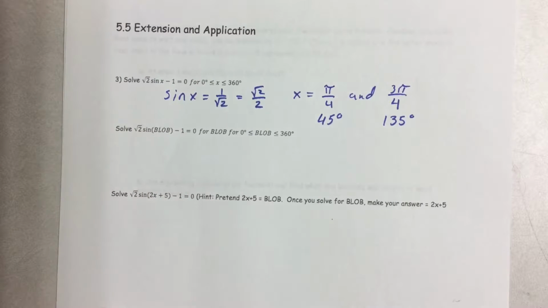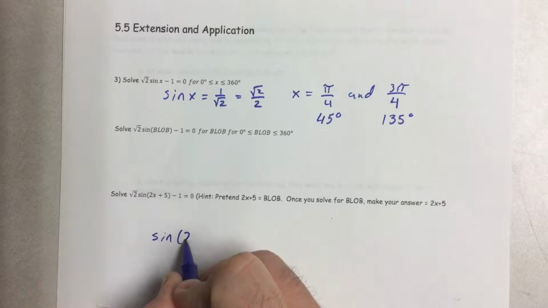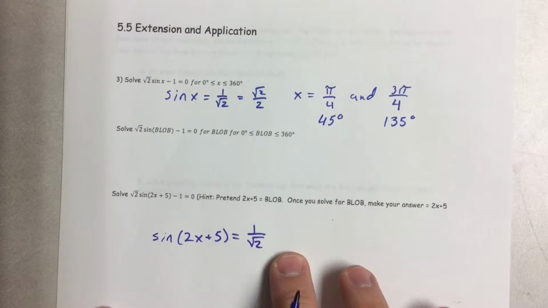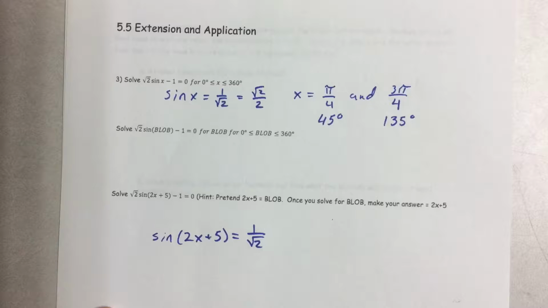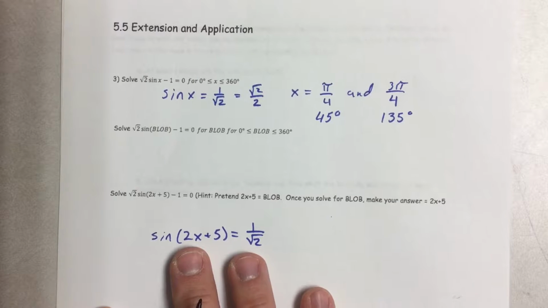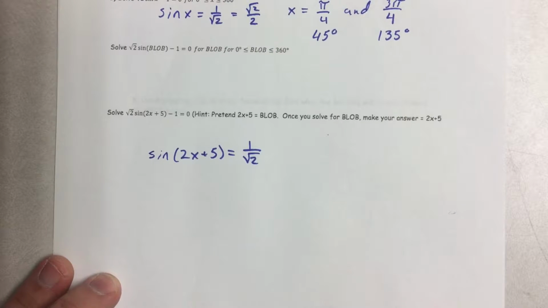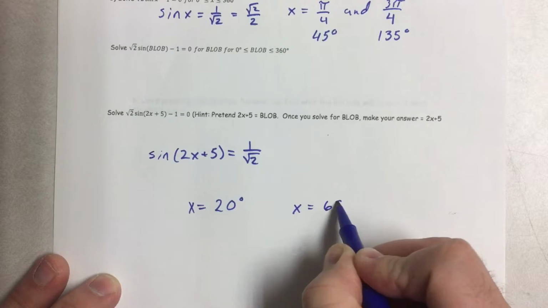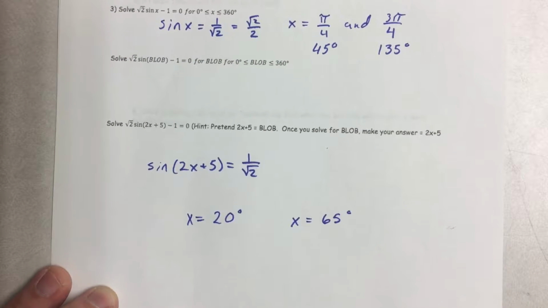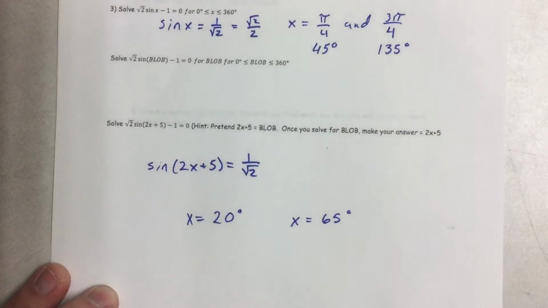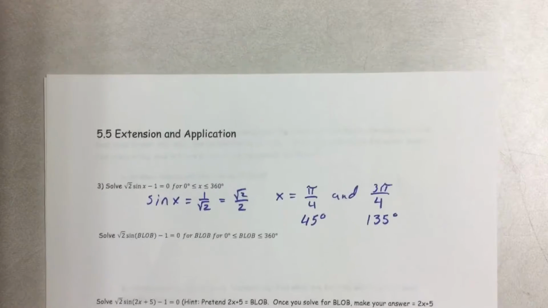So you would isolate, you would get sine of 2x plus 5 equaling 1 over root 2. You would solve that, so you would get 45 and 135 again, but then that's not going to equal x. That would equal 2x plus 5. So as a result of this, we should find that our two angle measures are 20 degrees and 65 degrees. Because we do not have just straight x, we have 2x plus 5 equaling the two angle measures. Okay, moving on.